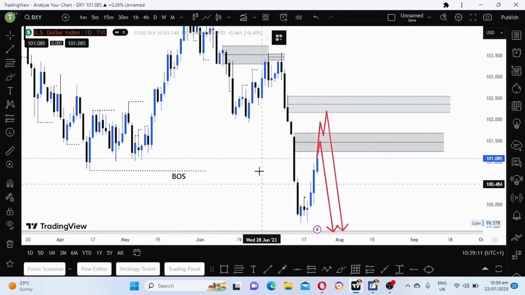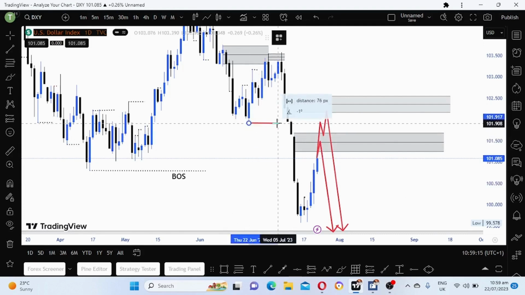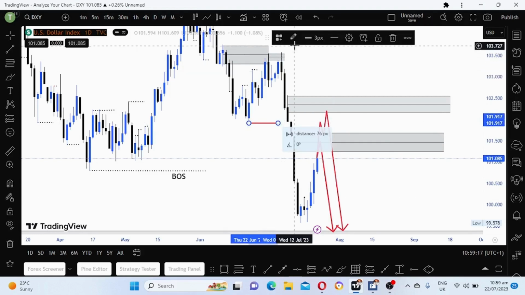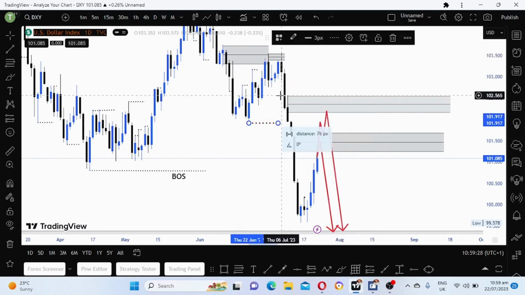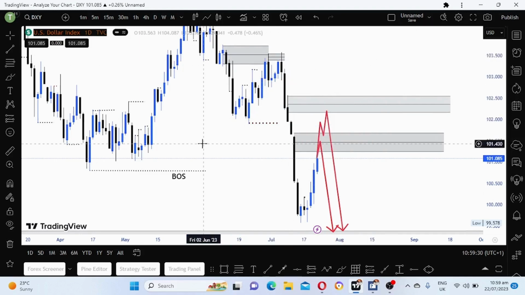If I see a change of character on H1, M15, or M30, then I'll wait for price to do what? I'll wait for price to pull back, and that shows that okay, the dollar has shifted. The dollar has shifted, is aligned with the high time frame trend.